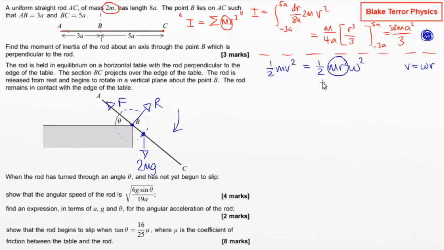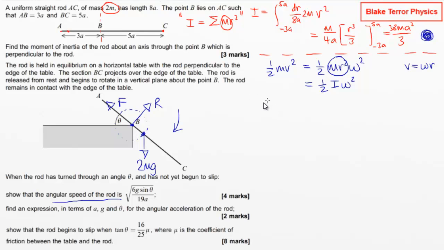And this mr squared is the moment of inertia of the object. So we've now got a half I omega squared. So it's dropped straight into quick description in rotational sense, from a moment of inertia sense, moment of inertia, our rotational mass. So let's use this for what they're going to want us to do in the next part of the question. They want us to show that the angular speed of the rod is all of this.